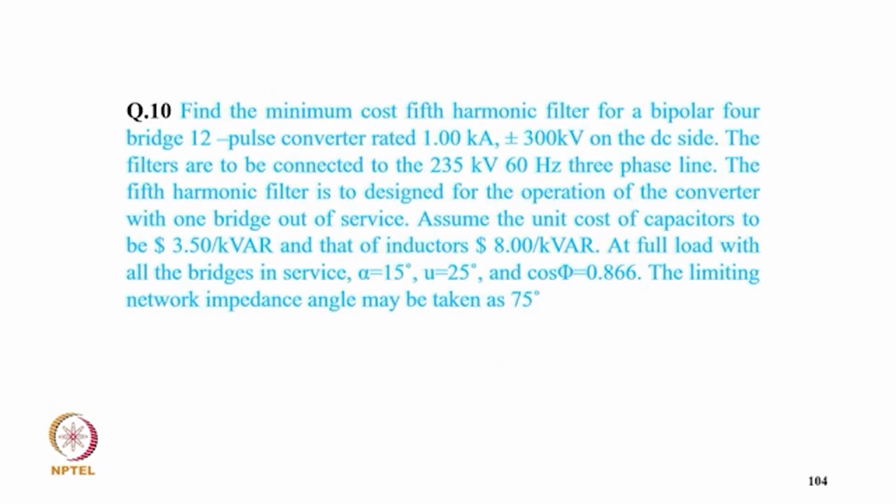Coming to example 10: find the minimum cost harmonic filter for a bipolar bridge of 12-pulse converter rated at 1.00 kiloampere, plus minus 300 volt on the DC side. The filters are to be connected to a 235 kilovolt, fixed frequency 3-phase line, and the fifth harmonic filter is designed for the operation of the converter with one bridge out of service.